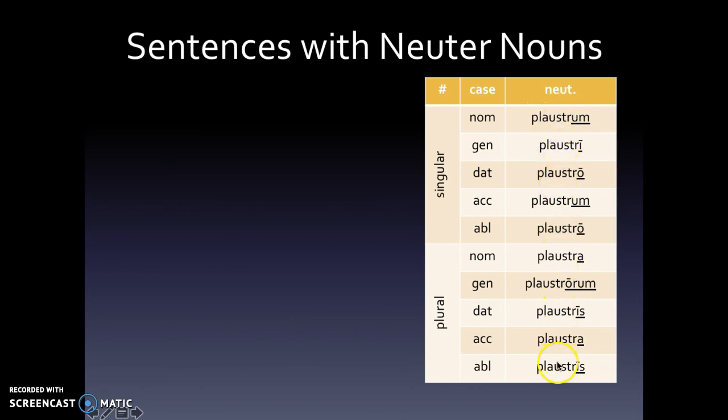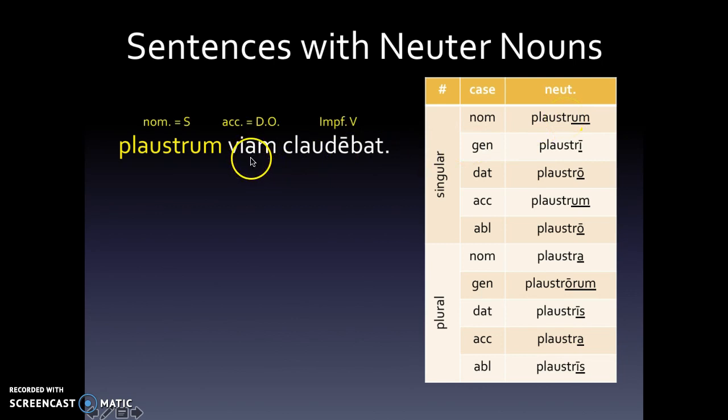So over here is your decoder. Plaustrum viam claudebat. So at first this looks like two accusatives, but that doesn't make any sense. They're not connected by an and. So how can you have two direct objects? Well, if you remember that plaustrum is neuter, then you will remember that it could also be nominative. So it's this one up here. Viam can only be accusative, so it forces plaustrum into its other possibility. So the wagon was blocking the road.